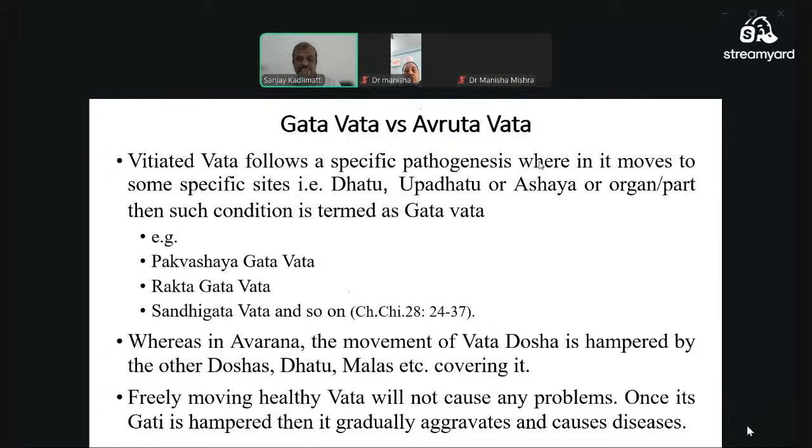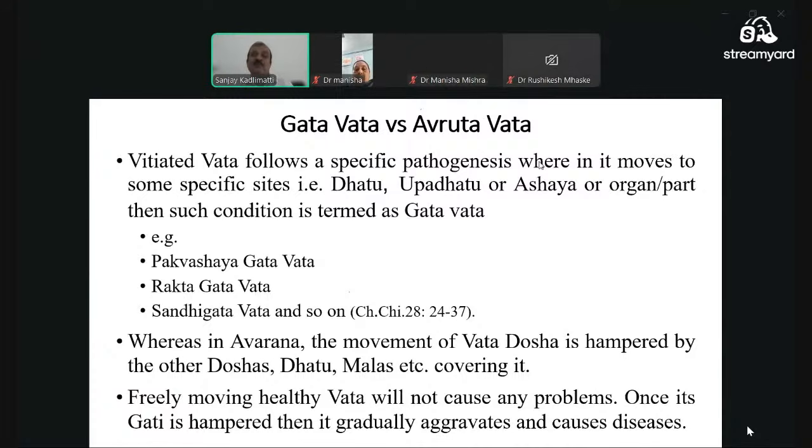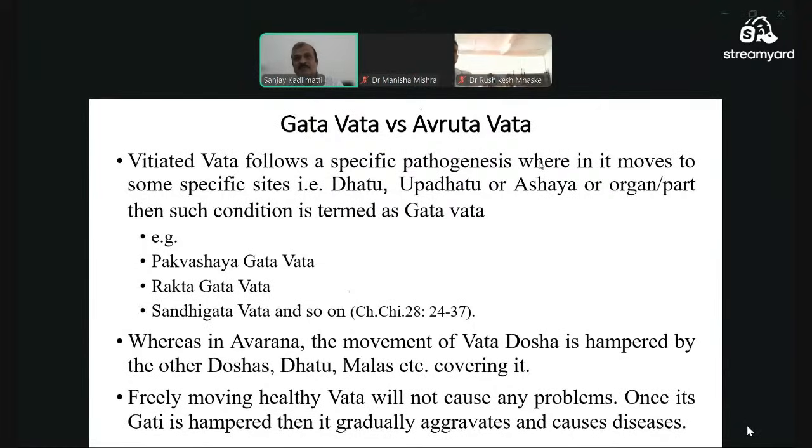But in Avarana, what happens? It's exactly opposite. The movement of Vata dosha is hampered by the other doshas, dhatus, malas, or anna, or between themselves, because they cover it. They do the Avarana. Freely moving healthy Vata will not cause any problems. Shubha Ashubhani Kurvanti. Freely moving, it does Shubha; obstructed, it does Ashubha. Once its gati is hampered, then it gradually aggravates and causes distress.